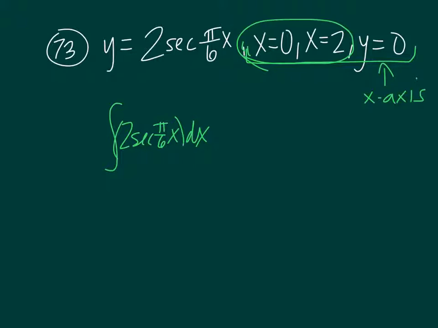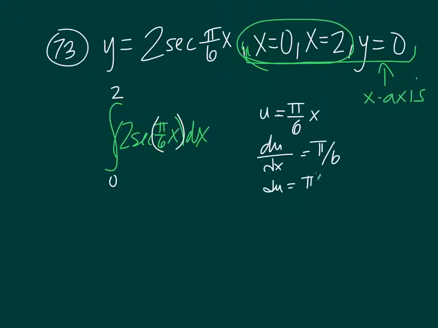dx from 0 to 2. If you look at this, remember that pi over 6x is inside the secant function, so that is like my u, which means my du is going to be pi over 6, and so pi over 6 dx is du. So I'm going to replace that, and in yellow I'm going to write a little pi over 6 in here next to the dx. So that's outside the parentheses multiplied by the dx, which means I need to multiply a 6 over pi on the outside of the integral.